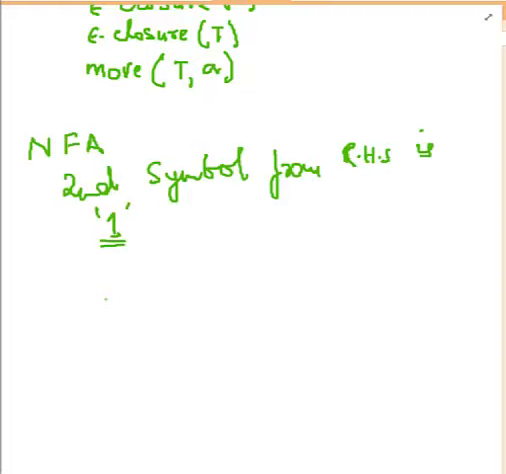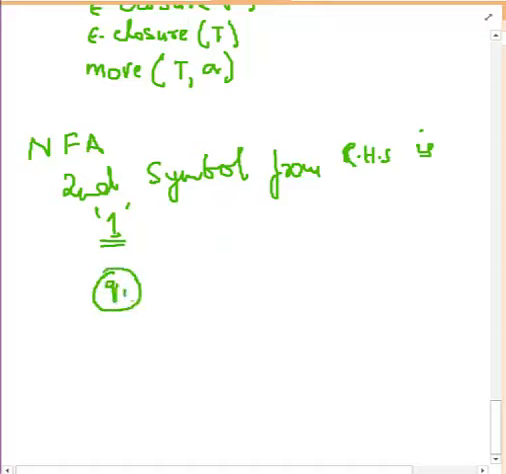Say we take an example, as is popular in the books, the second symbol from the right-hand side is 1. Okay, so how do we do that? So we say that, hey, this is my start state, say Q0, this is my start state of the NFA, and in the beginning, if I have a 1 or 0, I don't care.